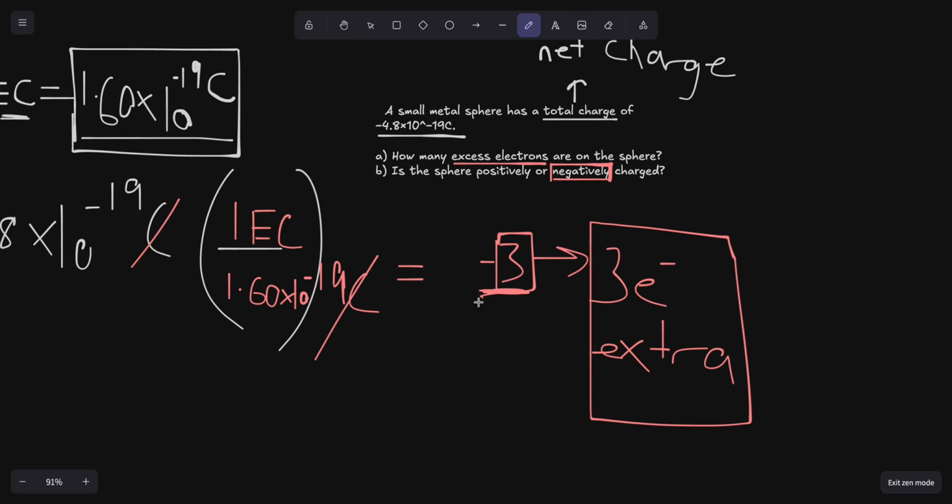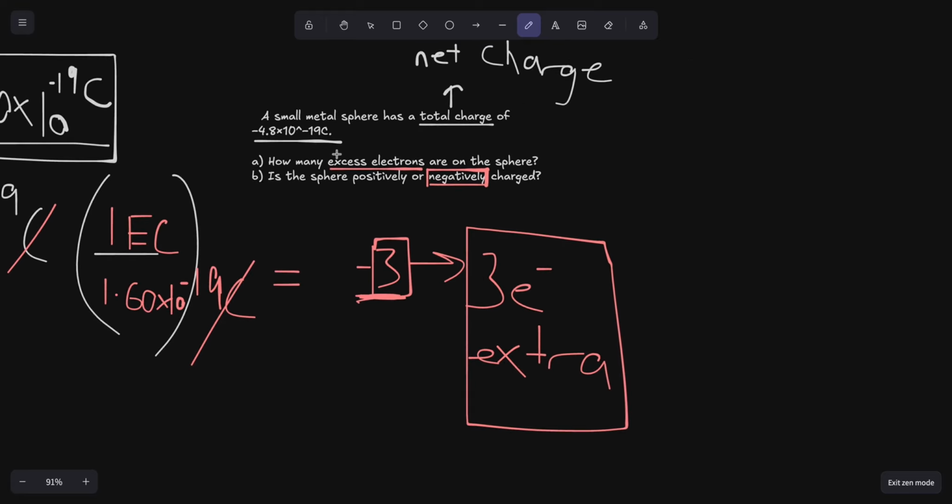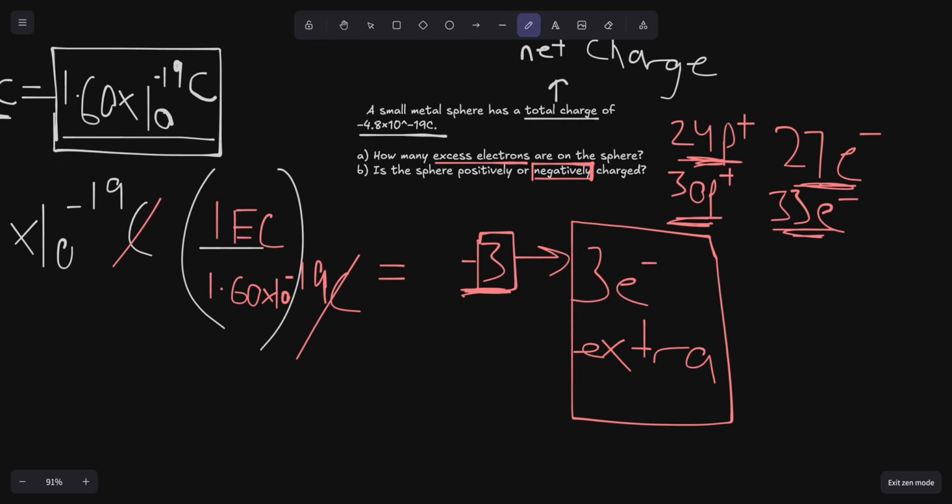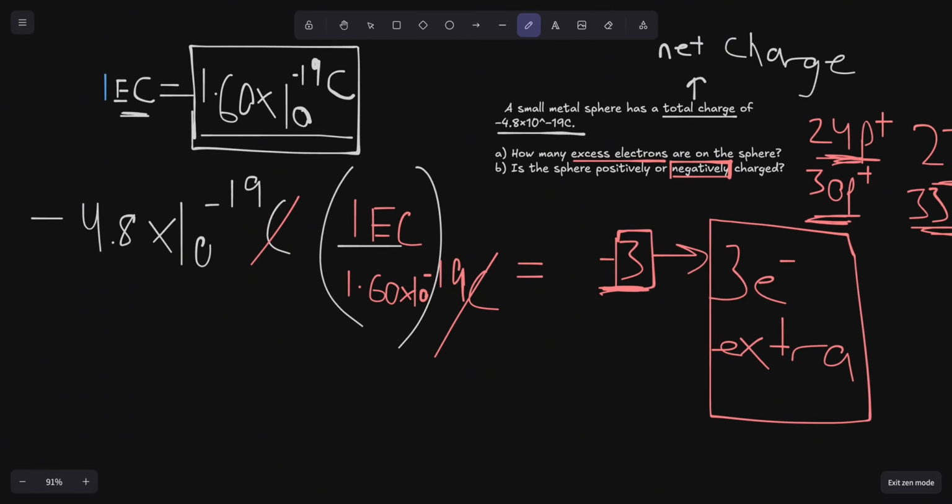Notice how this doesn't tell us the exact amount of protons and electrons that we have. All this is saying is the amount of excess electrons. That's the key word. So you can have, let's say, 24 protons on the sphere and 27 electrons, or you can have 30 protons and 33 electrons. We don't know the exact amounts, but all we know is that there's always going to be 3 extra electrons. We have 3 more negative charges than positive charges, but we don't know the exact ratio of positive to negative. That's an important thing to know with these questions. If it's asking for excess, it's just the excess.